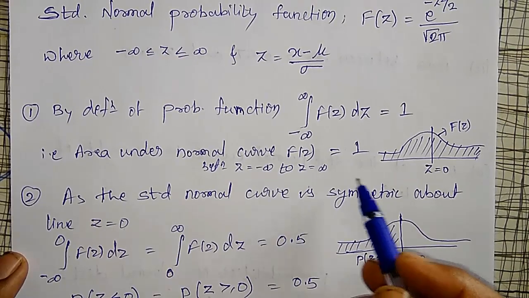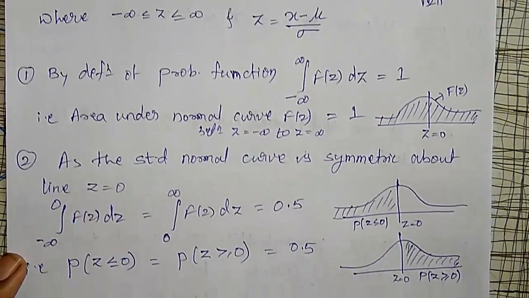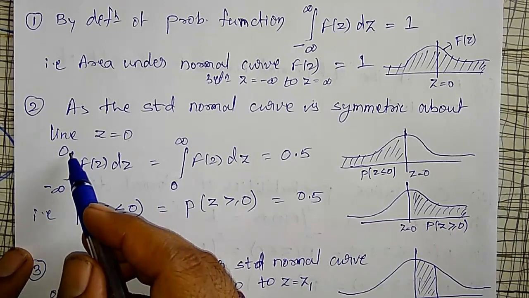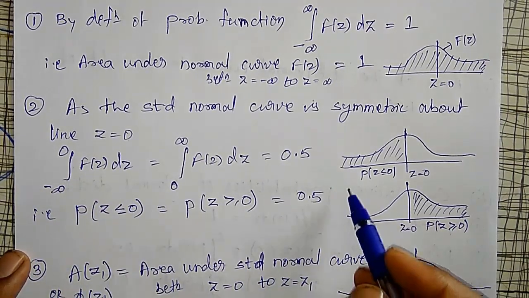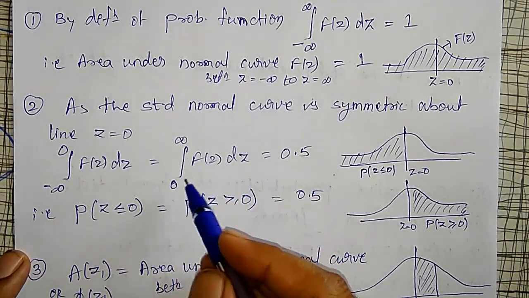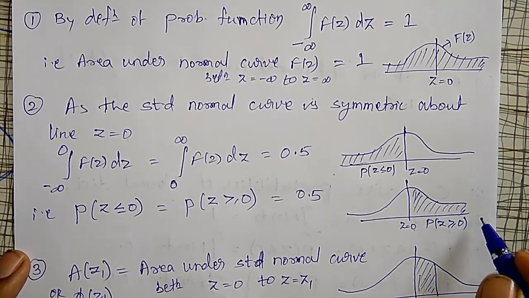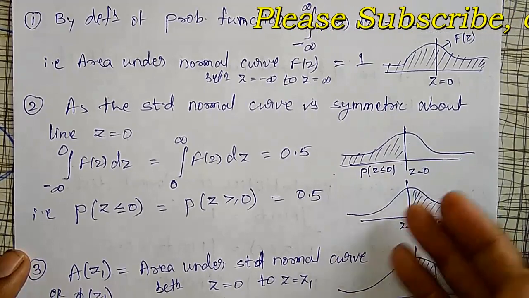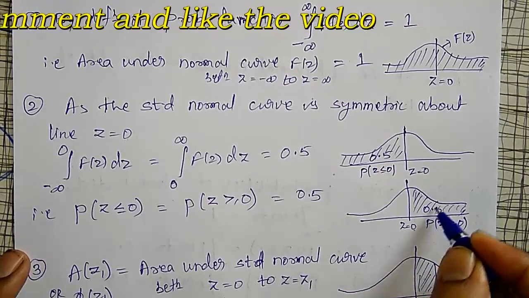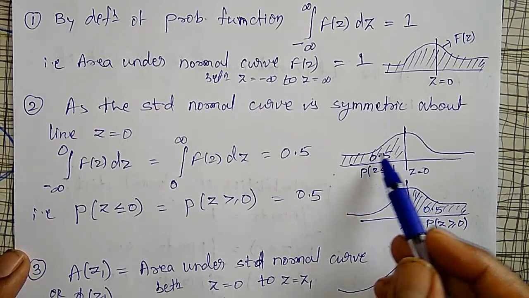And this curve is divided into two symmetric parts by the line z equal to 0, we know. Using that, the integration from minus infinity to 0 of f of z dz, or the integration from 0 to infinity of f of z dz, both are divided into symmetric parts. Therefore, this area is equal to 0.5. This area is also equal to 0.5. From z equal to 0 to plus infinity, or from minus infinity to 0, the area is equal to 0.5.